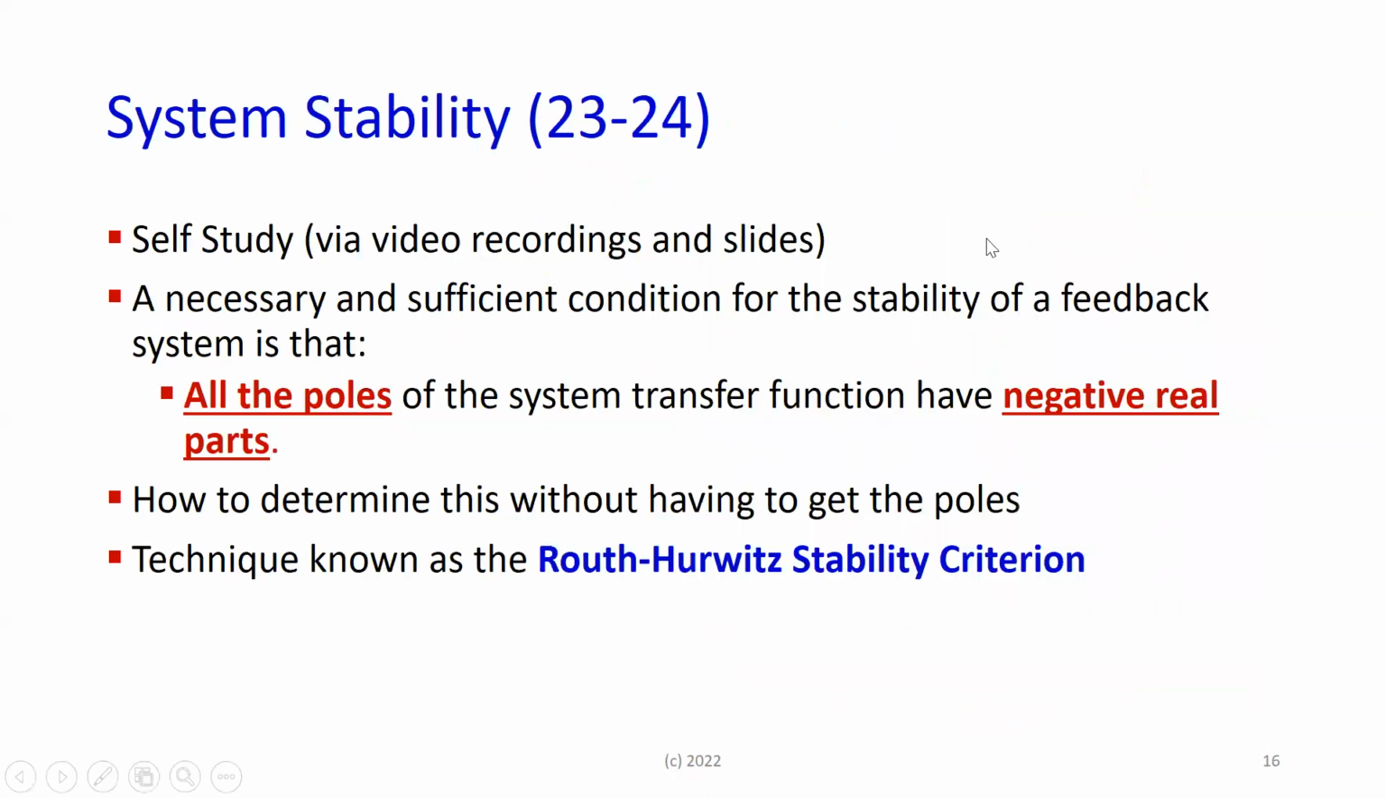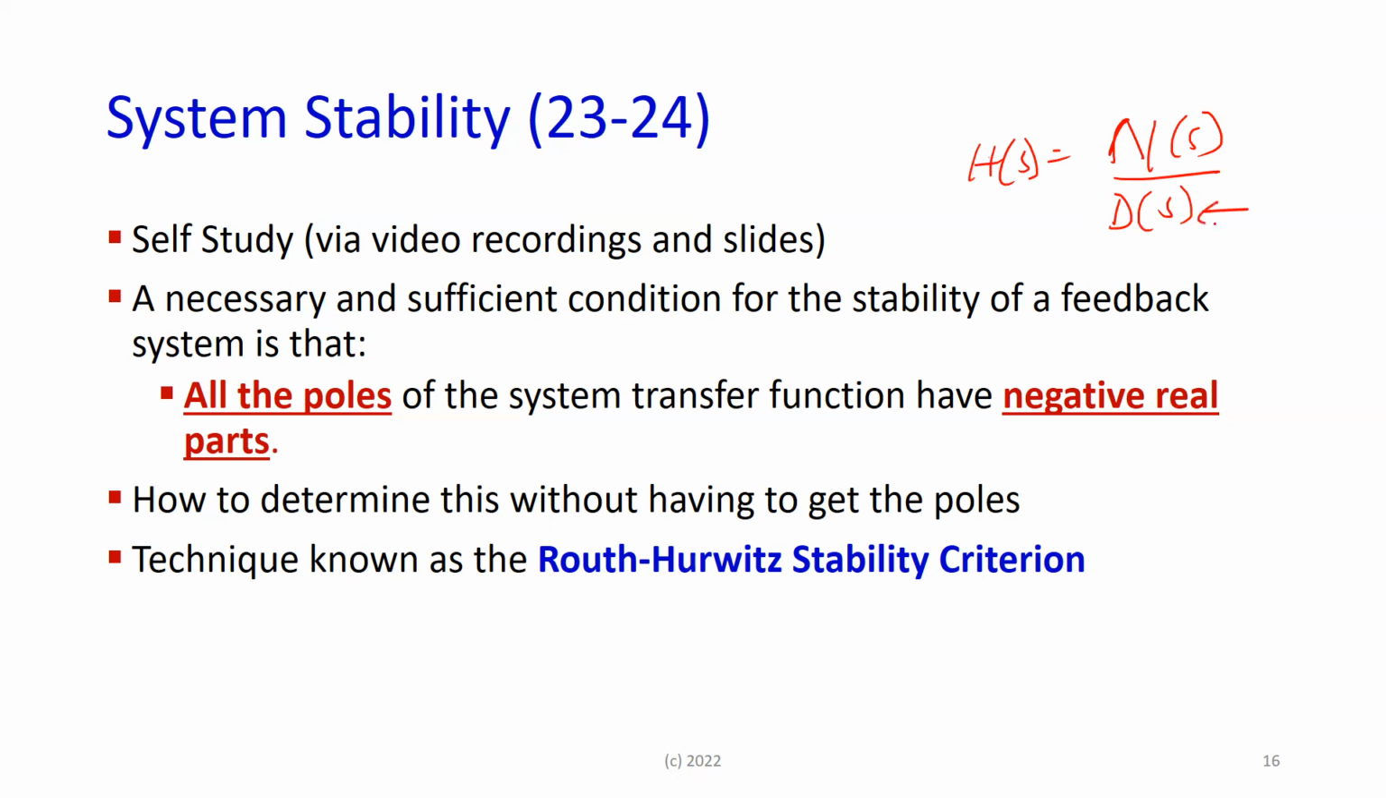Stability, there were two lectures on video recordings that I asked you to look at. Basically, the idea was, how do I tell if a system is stable? And if the system is stable, you have the transfer function H(s) equal to some numerator over denominator polynomial.